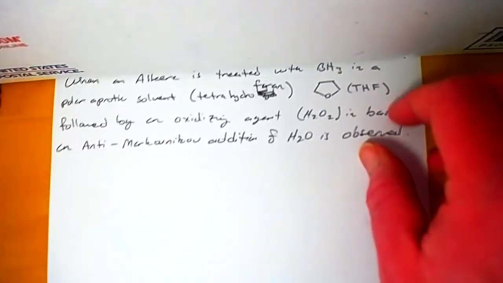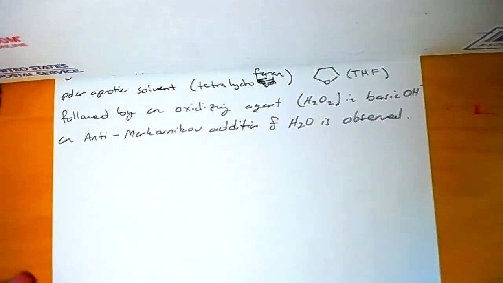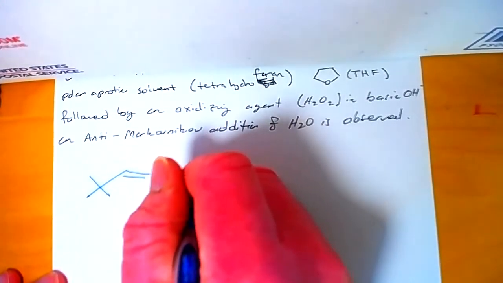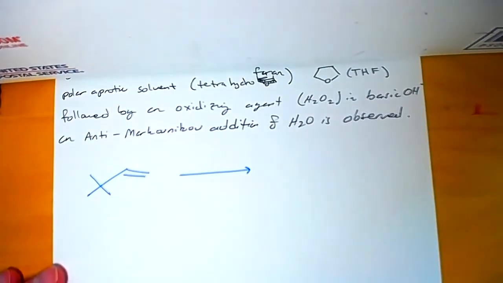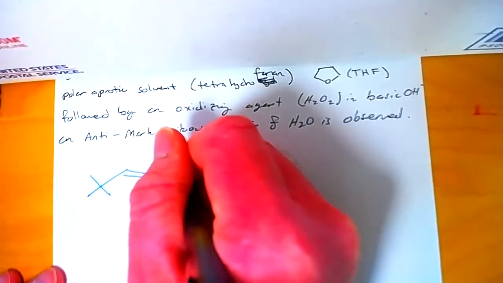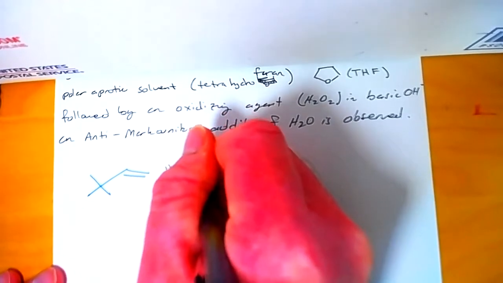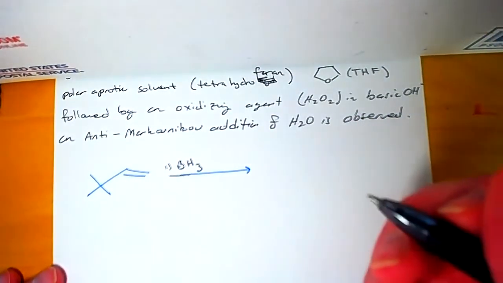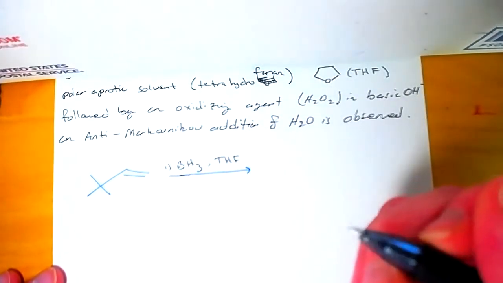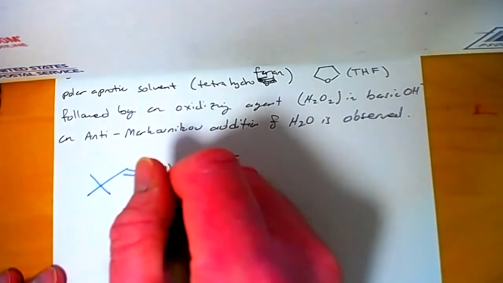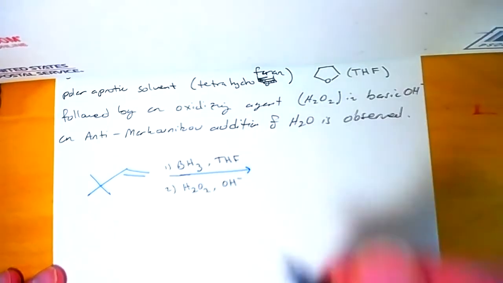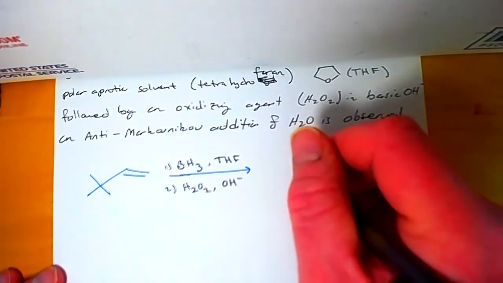So just to give you an overview of this, this is a molecule, BH3 in the presence of THF, and then followed by peroxide in base.